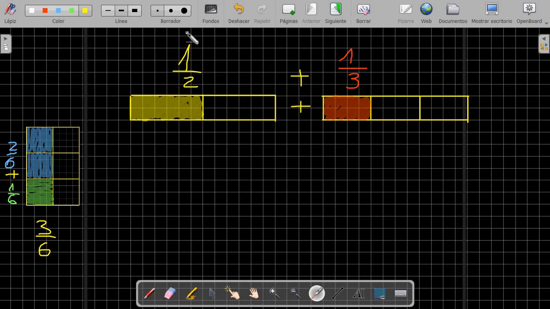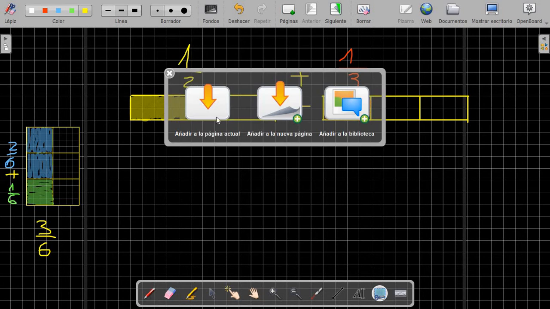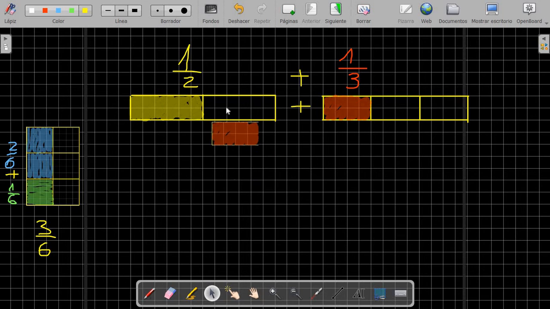But what will happen if we have, for instance, a half plus a third? Here I have the graph, so we can see how this addition is going to be performed. I'm going to do it in a graphical way. So I'm going to move this third right to this part, and there we have it, a half plus a third.